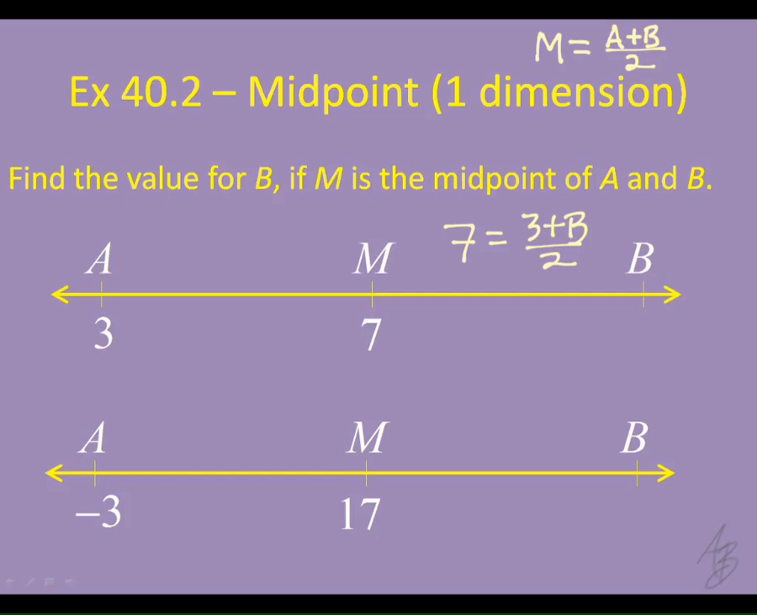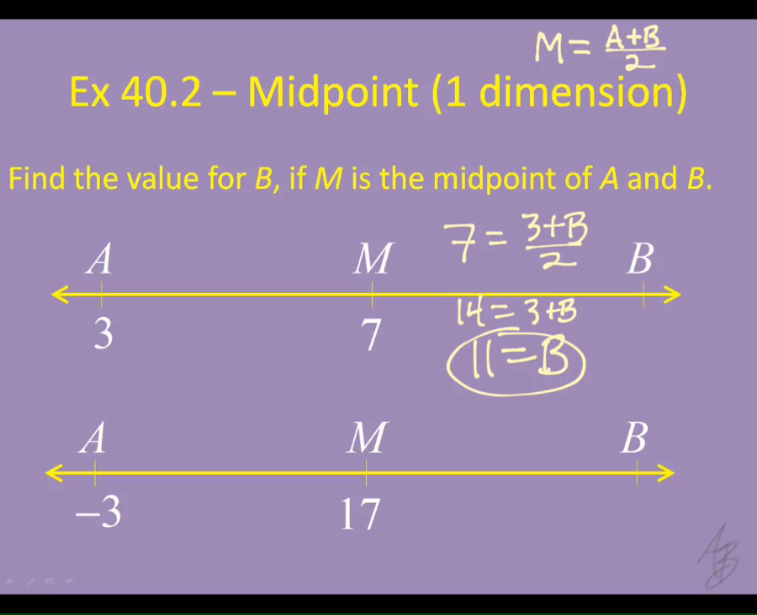And then what do we do to solve that? Allison? Thanks, William. You multiply both sides by 2, so we get 14 equals 3 plus b. And then what? By doing what? Subtract 3 from both sides and we get 11 equals b. So the coordinate at b is going to be 11.